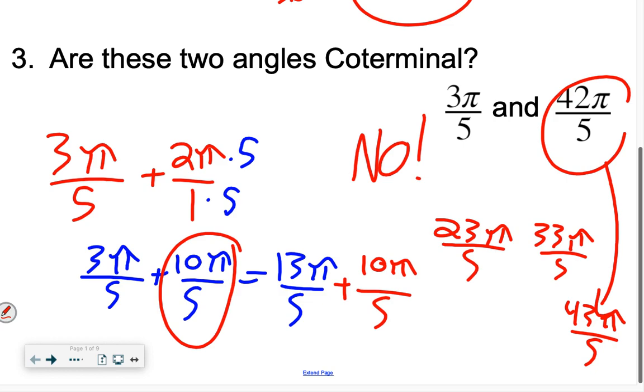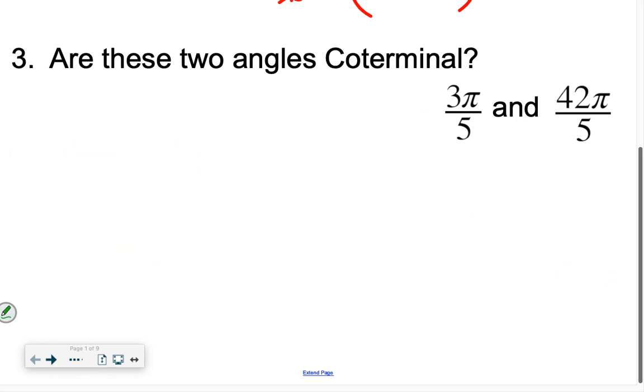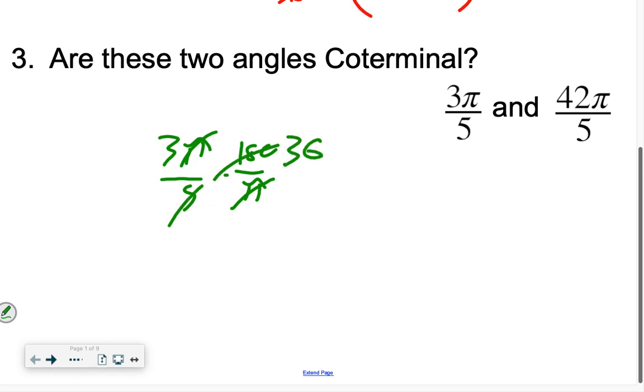Another way you could do it is convert to degrees. Pause if you need to keep writing this down. I'm going to erase this and do this in degrees then. So 3 pi over 5. Let's convert to degrees, so times 180 over pi. The pi's cancel. How many times does 5 go into 180? Hopefully we know. You get 36, right? So 3 times 36 gets you, oh, I typed it in wrong, 108 degrees. Now let's do 42 pi over 5 times pi over 180.